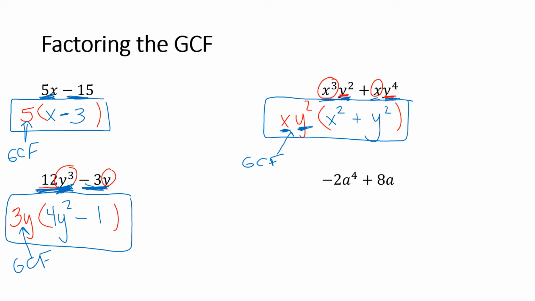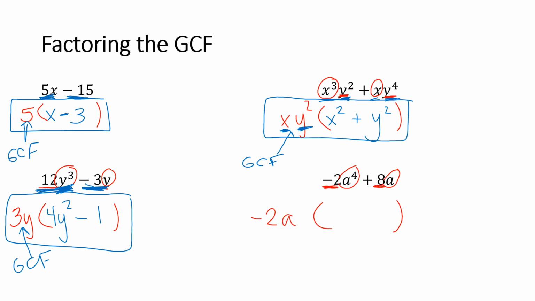All right, last example, we've got negative 2a to the fourth power plus 8a. We want to know here, what are these both divisible by? So take a look at the numbers first. Negative 2 and 8. Well, starting with a negative here, these are both divisible by negative 2. And if we look at the a's, we have an a to the 4th power, and the a, they both have 1a, so we'll put 1a out in the front. Let's see what that leaves behind.